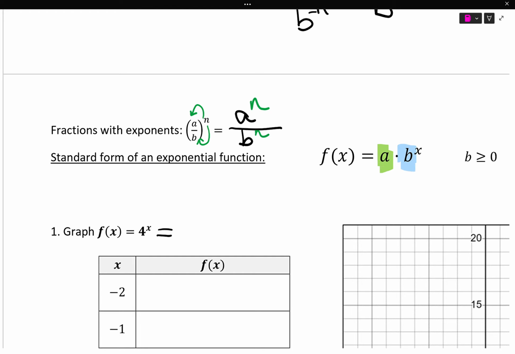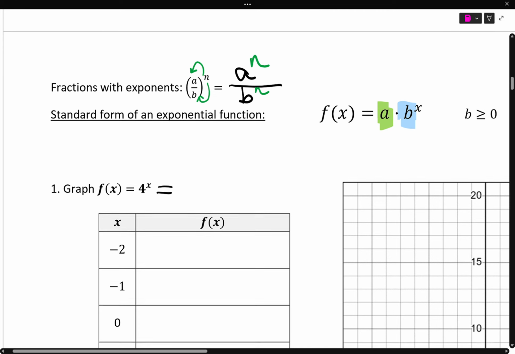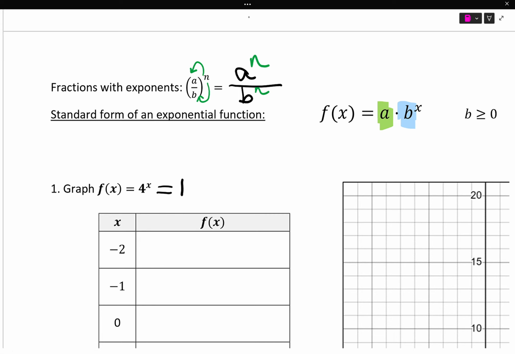Now, in number 1, for this graph, it just says 4 to the x. What it really means, or really has, is 1 times 4 to the power of x. So it has that invisible 1 out in front of our function. We just don't write it. So let's fill this table in.